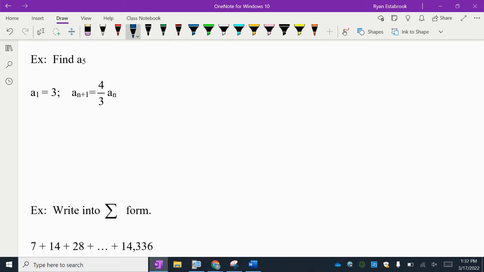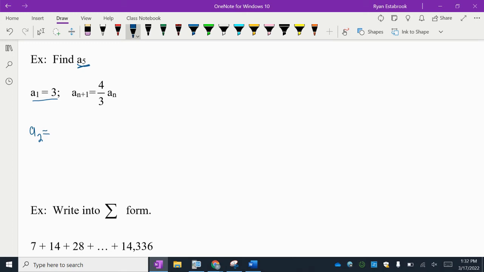Recursive sometimes is hard to understand what's going on. In a recursive, you're always going to be given at least one initial term, and then you're going to be told how to get from one term to the next term. So a sub 1 equals 3, great. I know the first term. We have to figure out the fifth term. To get there, we have to go through all of the other ones, starting with the second term.